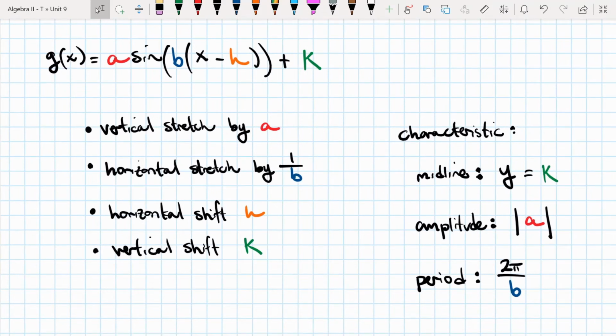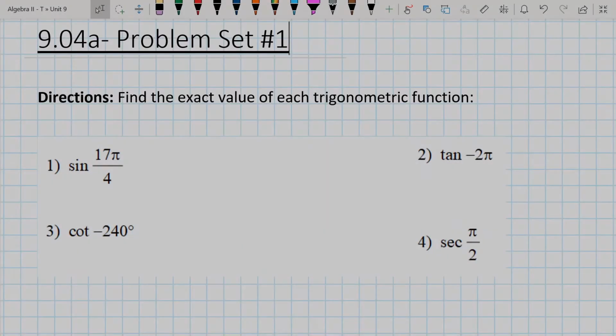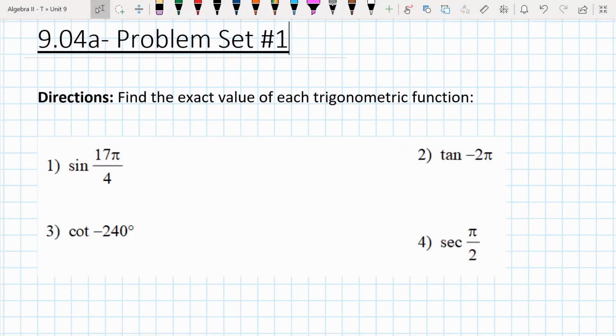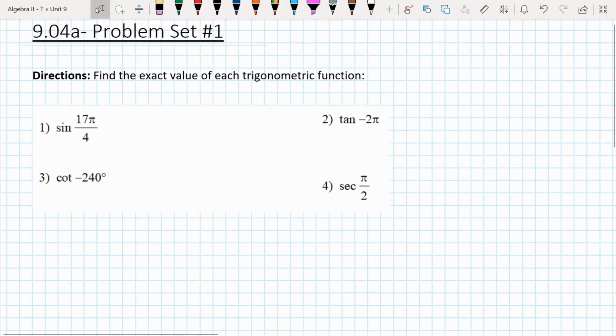Okay, so let's start by going through evaluating trig expressions, and then we're going to get into analyzing and graphing some of these trig functions. Here we have 4 different trig expressions, and we're going to use a few of those notes that we just talked about to evaluate the exact numerical value of each of these trig expressions. So let's start with the first one here.